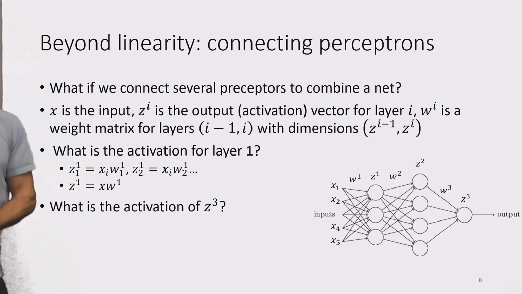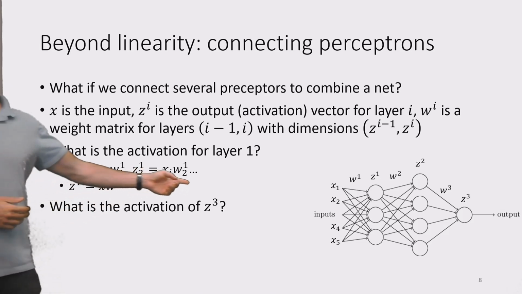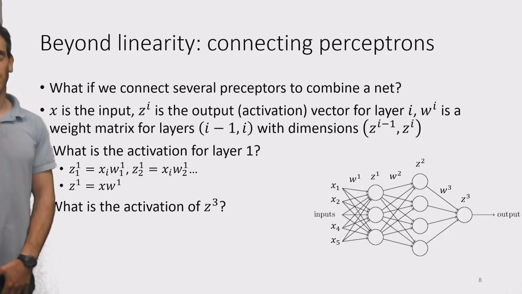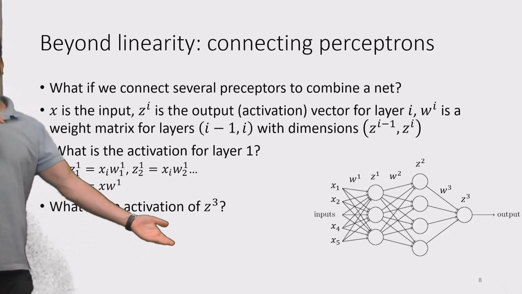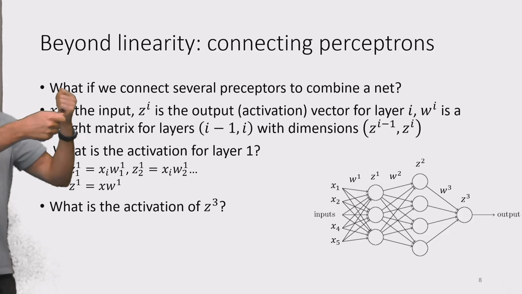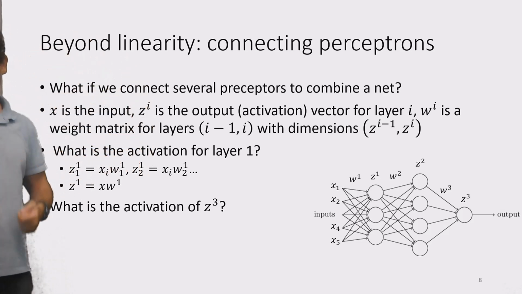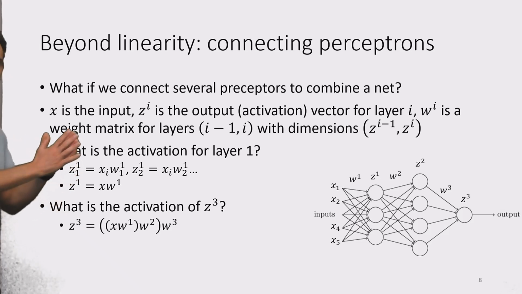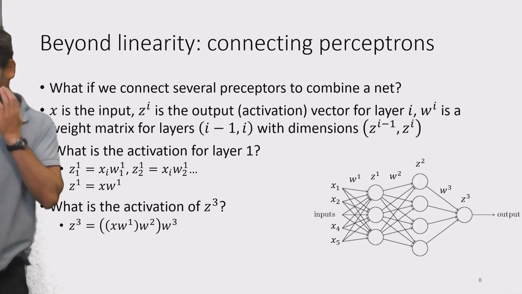What would be the activation of Z3? What would be our output here? Z2 into W3, right? But if you start from X, it will be X W1, W2, W3, right? Yes. So you can combine everything together. It will be X times W1, the result times W2, and the result times W3. And that will be the output of our network. Great! So now we have a network of perceptrons and we can compute the output moving forward.